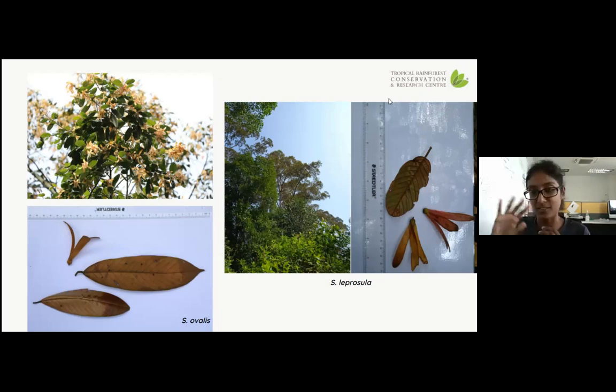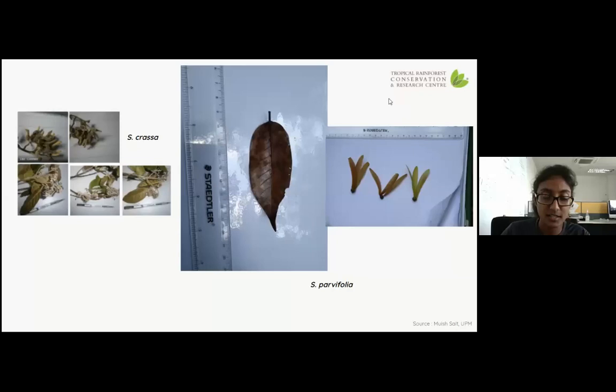It looks like a very expensive leaf because of the bronzy appearance. And if you look at the Shorea leprosula tree from far, as you can see in this photo, it looks like a durian tree because of the bronzy canopy. But if it's not durian or other species, then it's most definitely Shorea leprosula. Okay, more examples of Shorea: Shorea crassa, and then Shorea parvifolia. Shorea parvifolia and Shorea leprosula are quite common. And they're actually fruiting now.